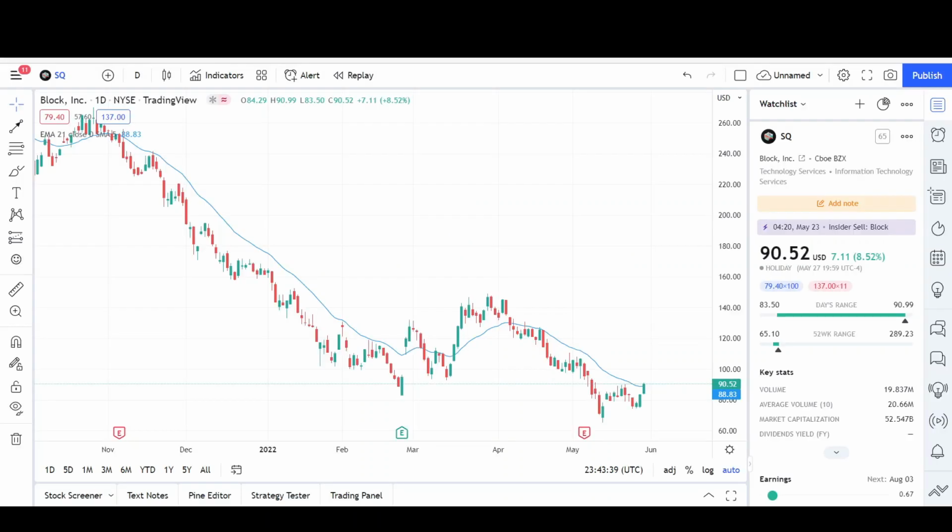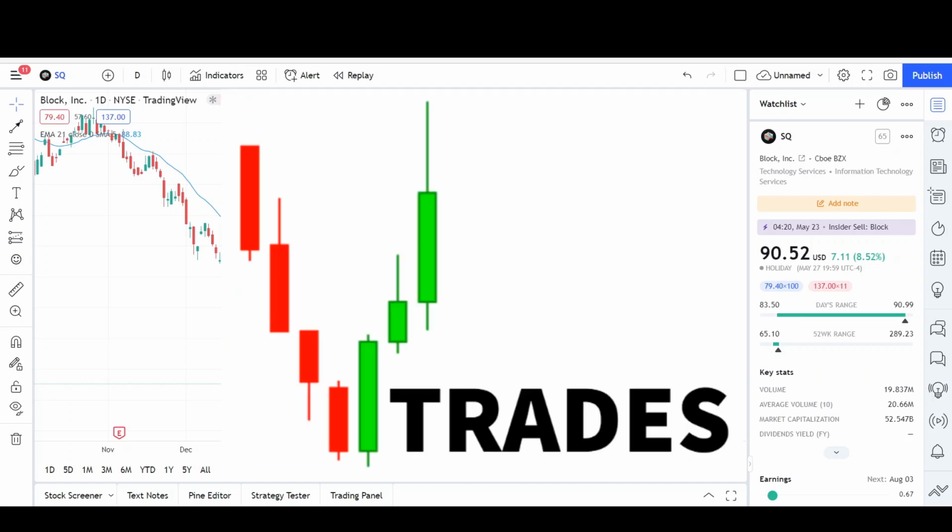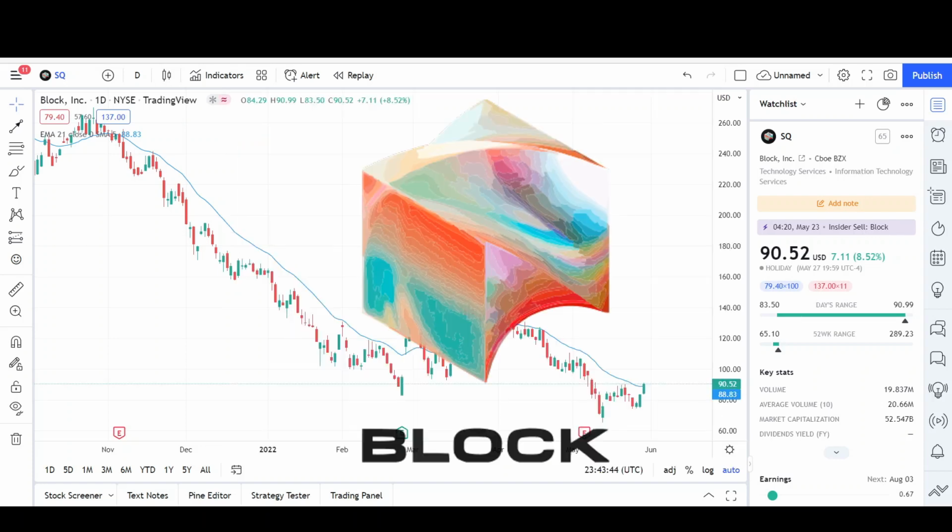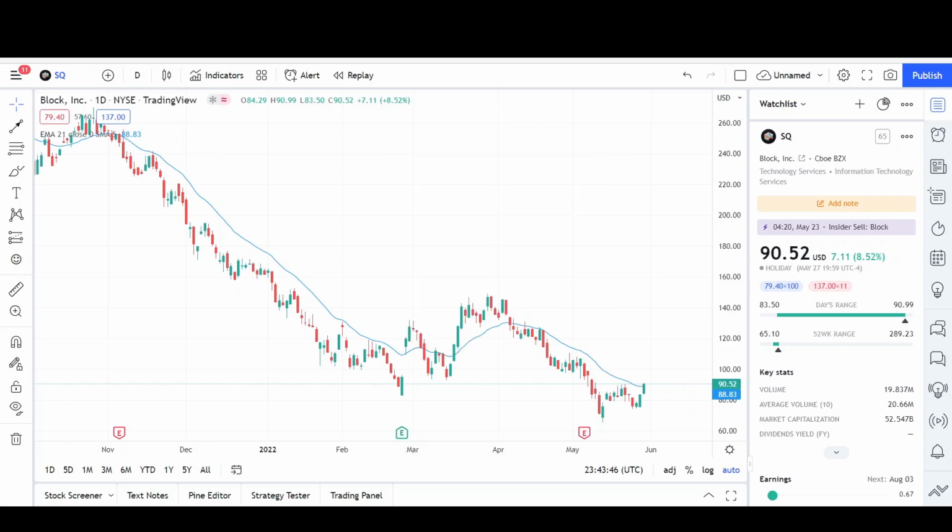What's up, traders? This is Vee Trades, and today I'll be doing a technical analysis breakdown for Block with the ticker symbol SQ.